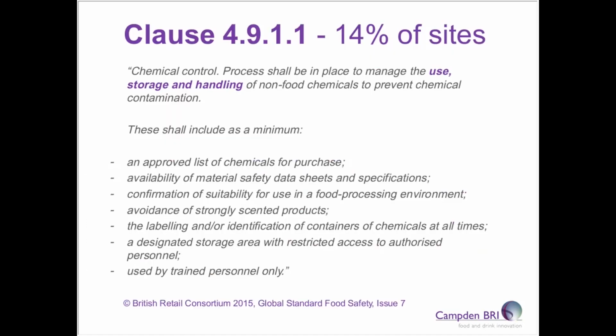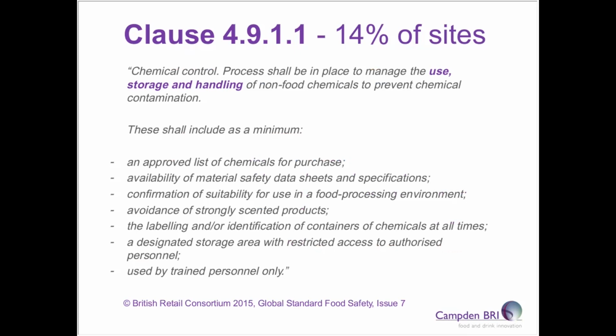The next clause is 4.9.1.1, and 14% of sites have an issue here. This is about chemical control. Processes should be in place to manage the use, storage and handling, so that's three things, use, storage and handling, of non-food chemicals to prevent chemical contamination. So there's links here to deliberate contamination, TACCP and food defence.